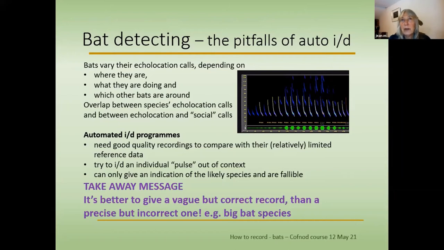As bat recorders and mammal recorders, we don't have time to identify people's calls. So I think we need to do further work to try and train people on doing identification themselves. So I don't really want to get people's hopes up that they can submit a record with something that's come from their bat detector and the mammal recorder will have time to identify it, because that's not realistic, I don't think.